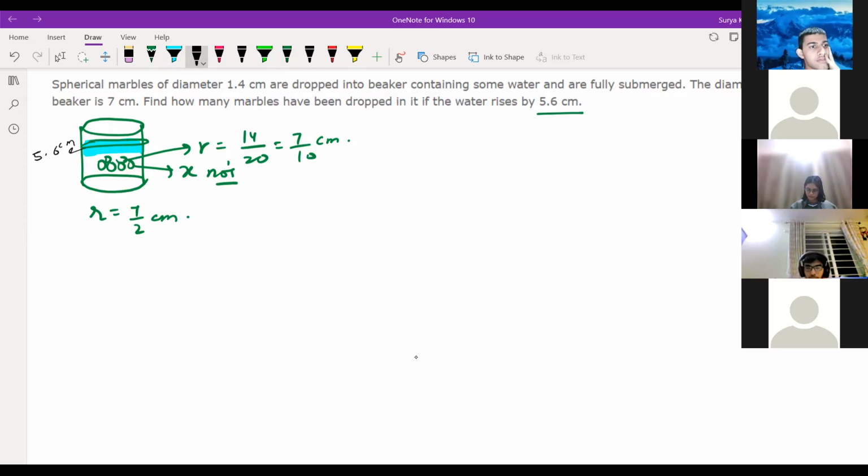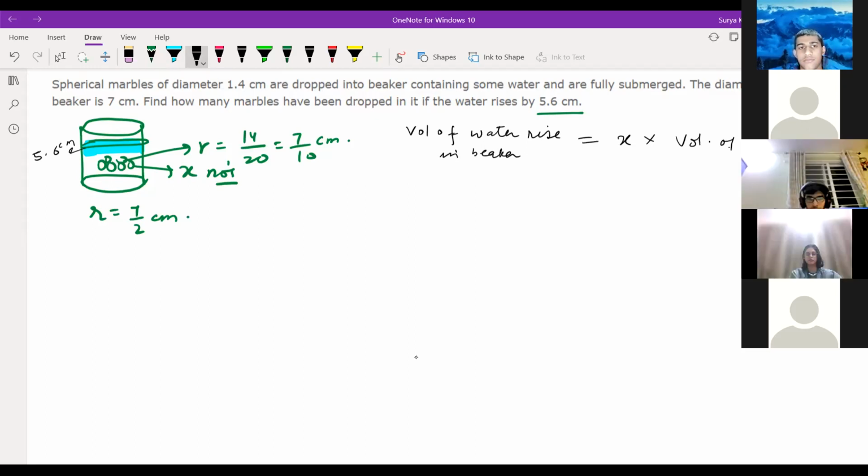5.6 centimeter. So you can write here, volume of level rise, means water rise in beaker, is equal to x into volume of each spherical marble, right? Volume of each spherical marble. Is it clear?